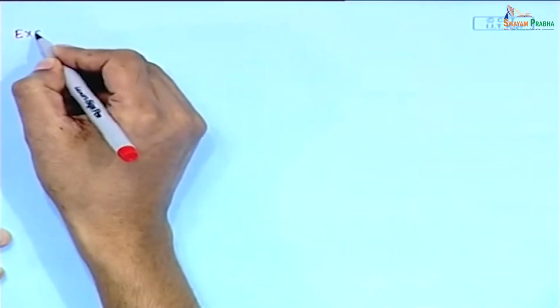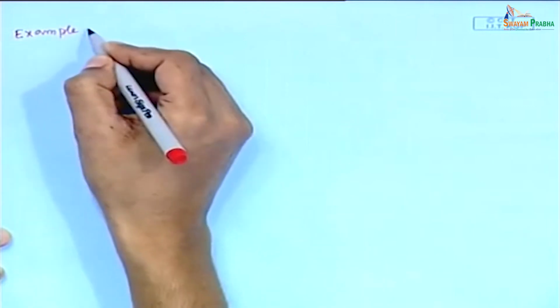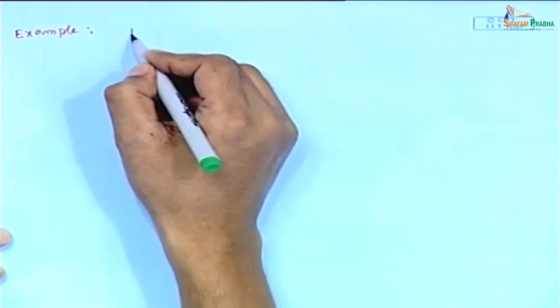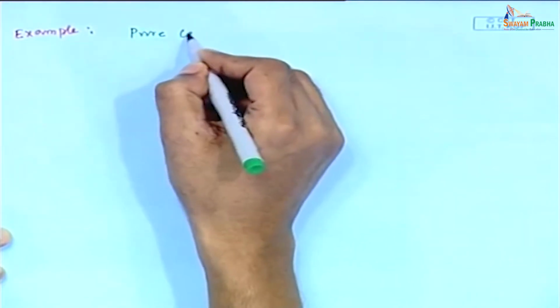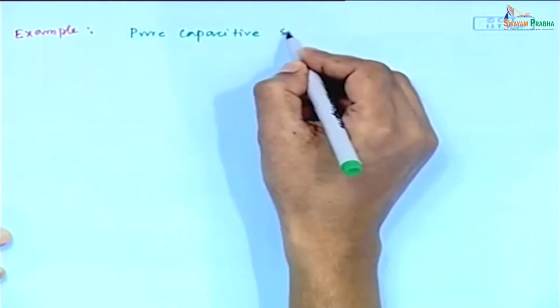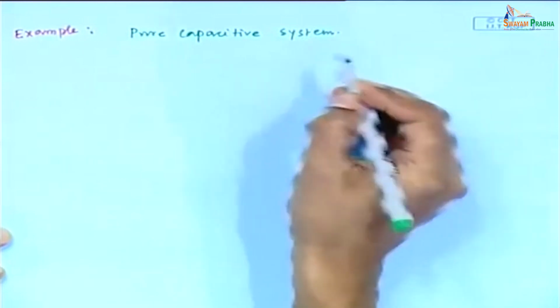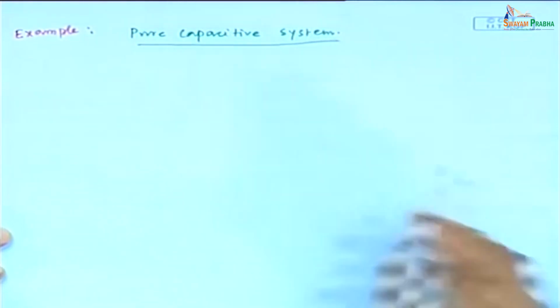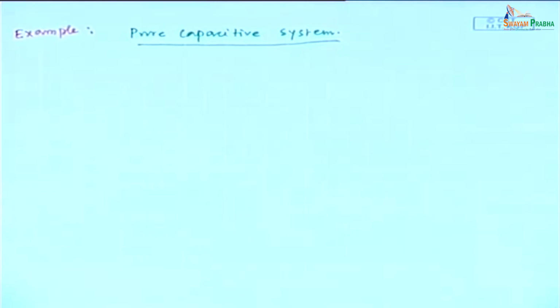We have considered another example, that is the example of a pure capacitive system. I mean, how we can get the a naught y term equal to 0 physically? We will continue the liquid tank system which we considered earlier.